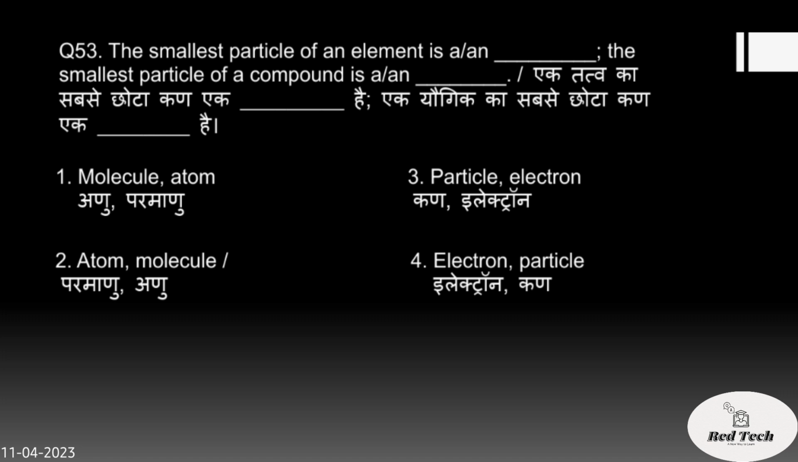Option 1 is molecule or atom, option 2 is atom or molecule, option 3 is particle or electron, option 4 is electron or particle. So the smallest particle of an element is an atom, and the smallest particle of a compound is a molecule. So the right answer is option number 2, which is atom or molecule.